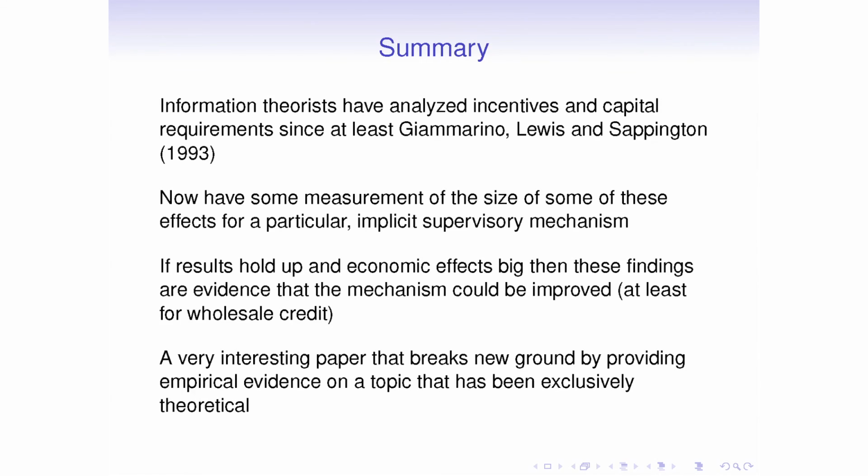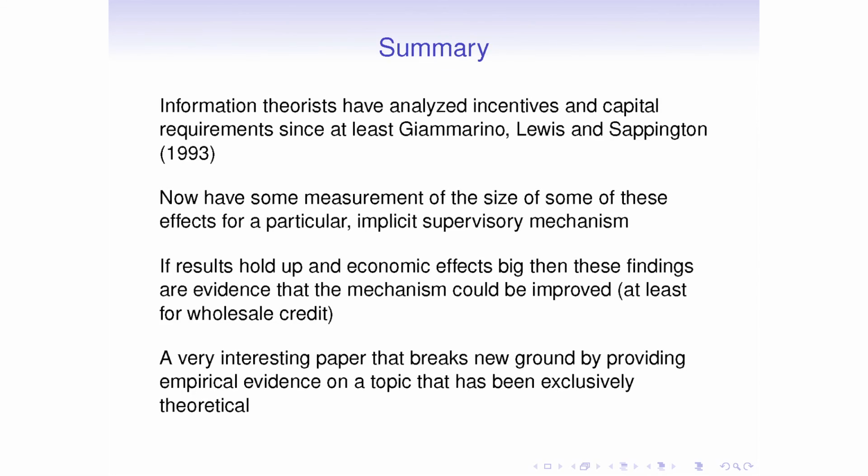Information theorists have been looking at incentives and capital requirements. Well, I've played in that area, and the oldest paper I know about is this Giammarino, Lewis, and Sappington paper. I'm sure there's some from before then. And now we have some measurement of the size of some of these effects for a particular black box implicit supervisory mechanism. And that's really, really cool.